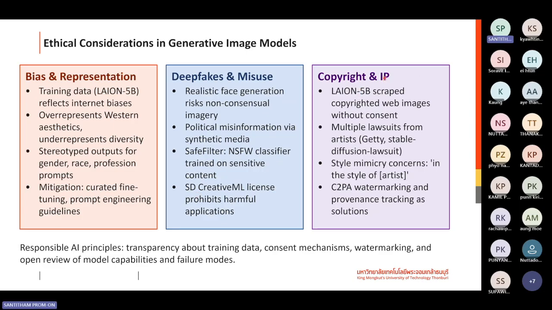Lastly, LAION-5B scraped copyrighted web images without consent.